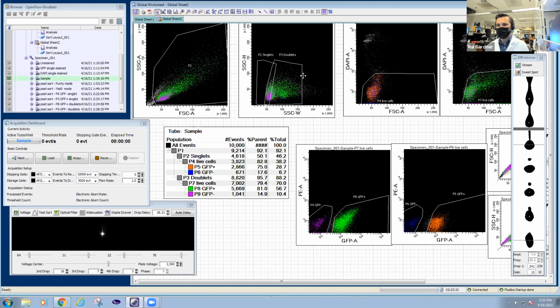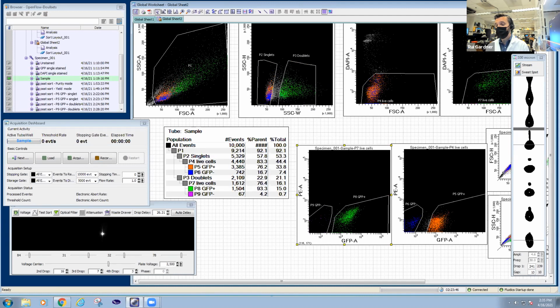If I move this back here, which is what we were sorting, we're sorting something like this. You can see that there are very few of these negatives. So it's interesting that by sorting these, we still capture a lot of these cells here. Every time I see positive events when we're sorting negative, that's a good indication that it usually points to the drop charge delay needing to be adjusted.